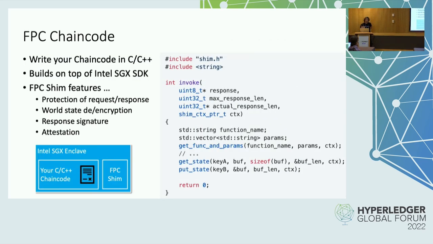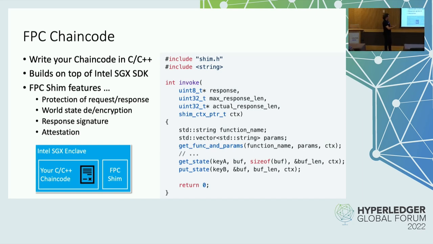Let's quickly talk about how to write FPC chaincode. So as I said, there is C++ chaincode. The reason why we introduced C++ chaincode is that when Intel released their Intel SGX technology, they only provided an SDK which allowed you to program your code in C++. So we had to go that direction when we started. As in a usual chaincode, you basically start writing your invoke method, and then you can do all the things like getting the parameters from the transaction inputs. You can do get state and put state operations.